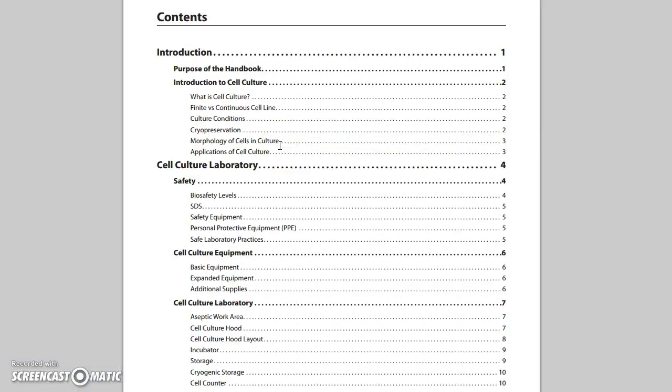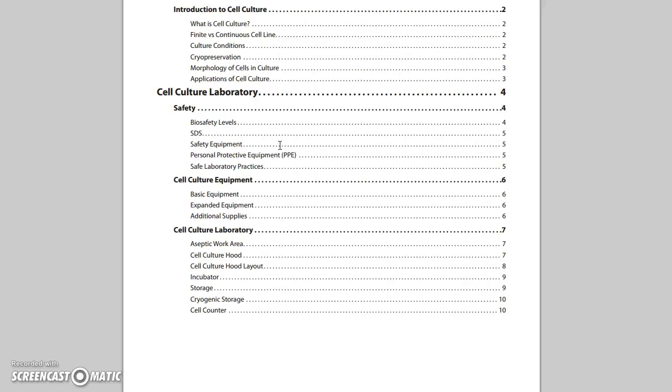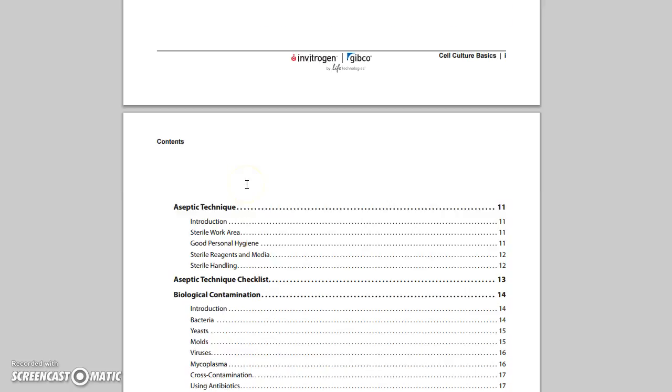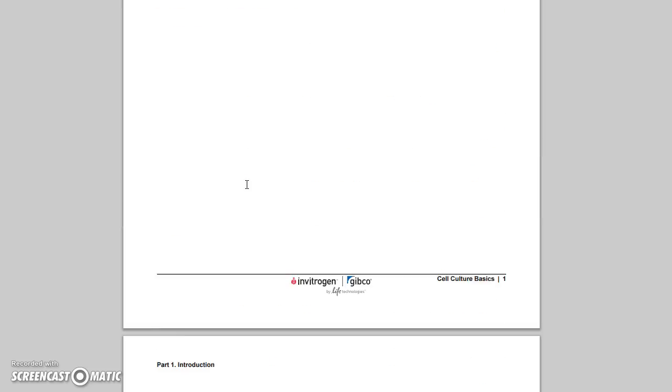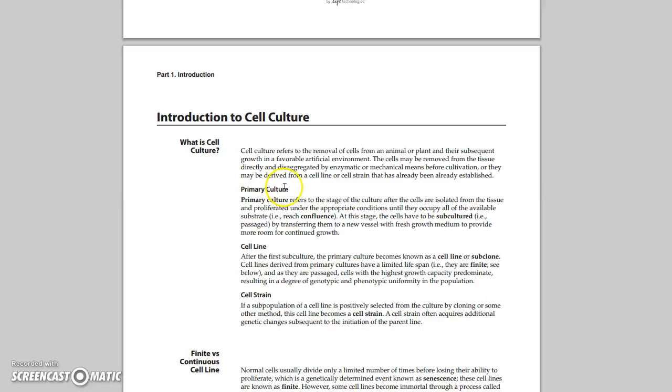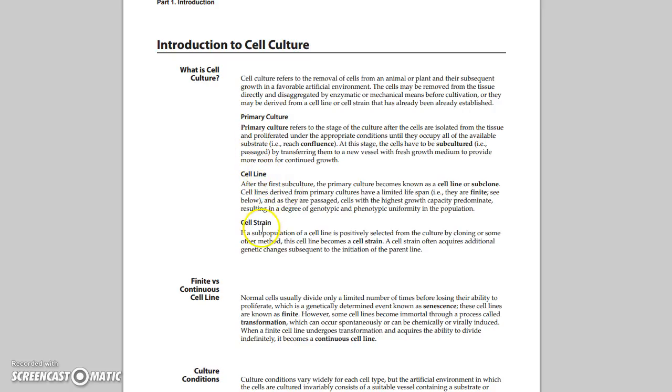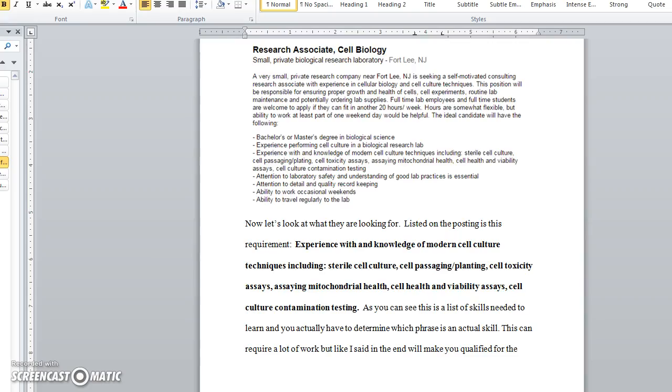But my main point is, you see, I don't have any knowledge on this. I never studied this. Like I said, I'm in information technology, and I only study certain aspects of information technology, mainly security. But you see here, cell culture equipment, the basic equipment, cell culture laboratory. Even though the table of contents looks good, you still want to go through the material because it could still be pretty useless. But it looks good. It gives you cell line, cell strain. It actually breaks it down. I think they ask you that here as well.